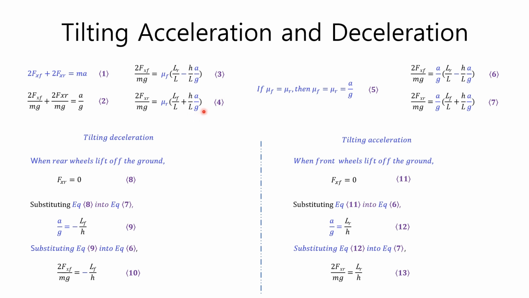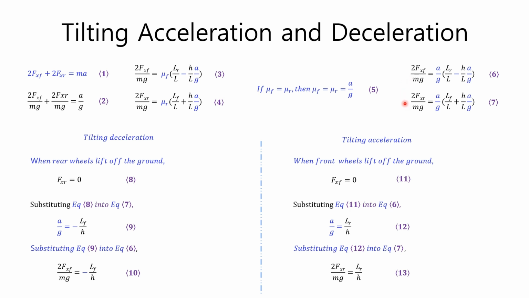Here, if the front axle friction coefficient and the rear axle friction coefficient have the same value as shown in equation 5, the front axle driving force can be expressed by equation 6, and the rear axle driving force can be expressed by equation 7. Since the acceleration has a positive value when driving and a negative value when braking, equation 6 and equation 7 can be used for both driving and braking.